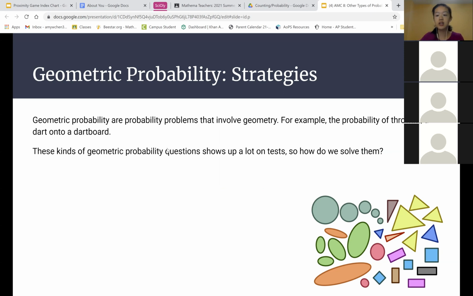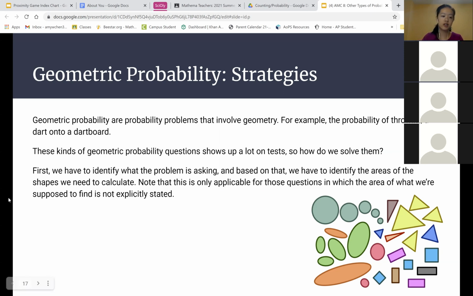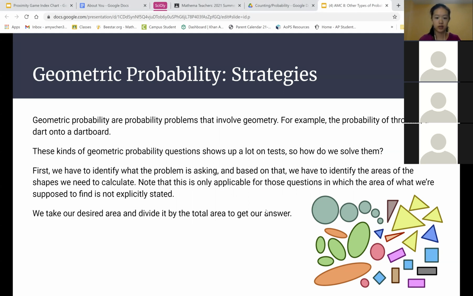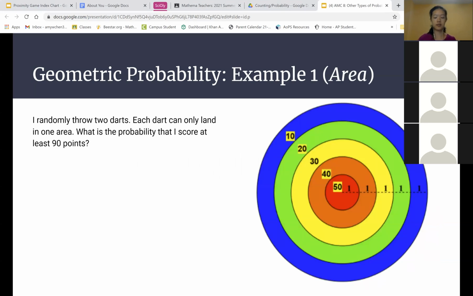In geometric probability, we first identify what the problem's asking, and we identify which areas of the shapes we need to calculate. Once we find the area of the specific part of the shape we want, we divide it by the total area. That would be the probability. So the typical geometric probability problem would involve some kind of dartboard. This is just a normal dartboard, but you can find any type, like wonky dartboards or square dartboards.